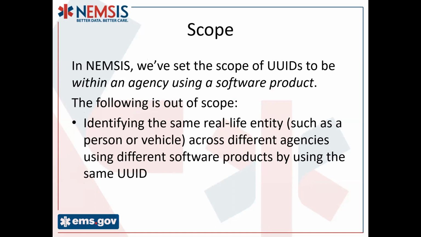So for example, the following would be out of scope: identifying the same real life entity, like a person or a vehicle, across different agencies using different software products by using the same UUID. So if John Doe works for agency A and agency B, and agency A and agency B use different software products, each of those software products will generate a different UUID for John Doe. He does not have a universal identifier that actually identifies him across agencies. Each of the IDs assigned to him would be universally unique, but the identification aspect of that ID is only within his agency.